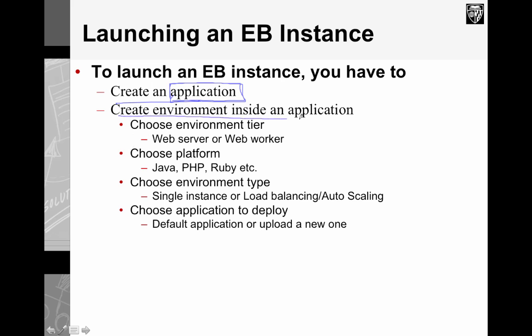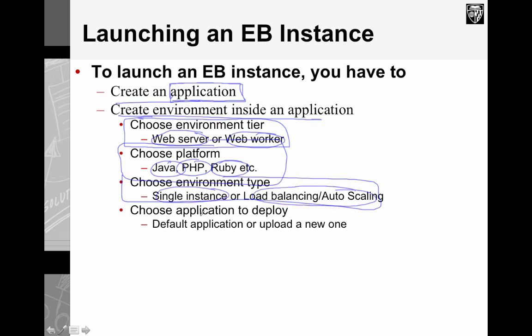Then you can create an environment inside an application. Now, when you create an environment, this is when you have to choose your environment tier, whether you're doing a web server or a web worker tier. You have to choose your platform, whether you're choosing the Java platform or the PHP platform or the Ruby platform. Your environment type, whether it is a single instance environment type or a load balanced environment type, and also your application that you want to deploy. So right when you are launching your environment, you can say, here's the application that I wanted to deploy. By the way, you can also deploy it later on, but you have the opportunity to deploy it right here.